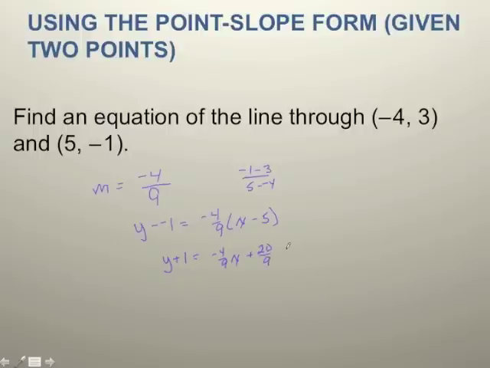Sometimes we want the equation in standard form where the a, b, and c are all integers. So let's take this times 9 to get rid of the fractions. 9y plus 9 equals negative 4x plus 20. That would become 4x, as I move to this side, plus 9y equals, we will have to subtract 9, equals 11. And this would be the standard form equation for this line with integer coefficients.